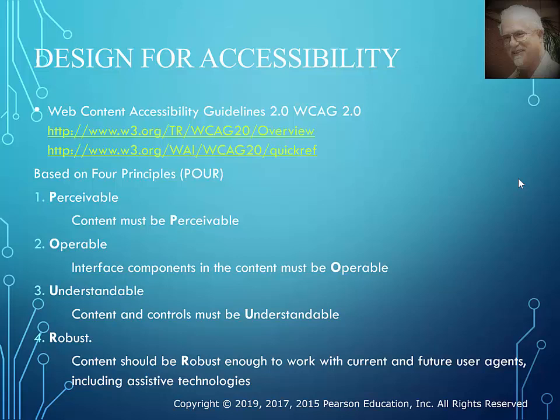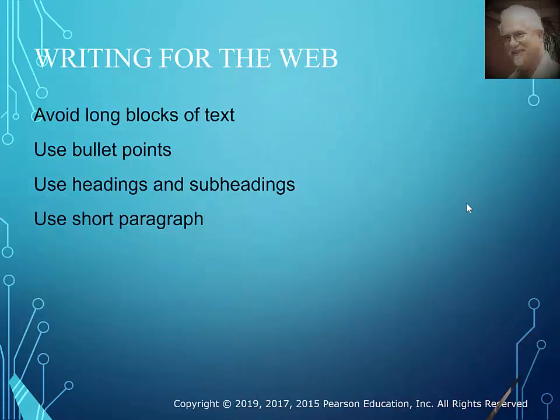It needs to be understandable. Content controls must be understandable. It can't be something that's all hidden and nobody understands it. And it needs to be robust. I love this term, robust. Content should be robust enough to work with current and future user agents, browsers, including assistive technologies. So it's kind of planning for the future.